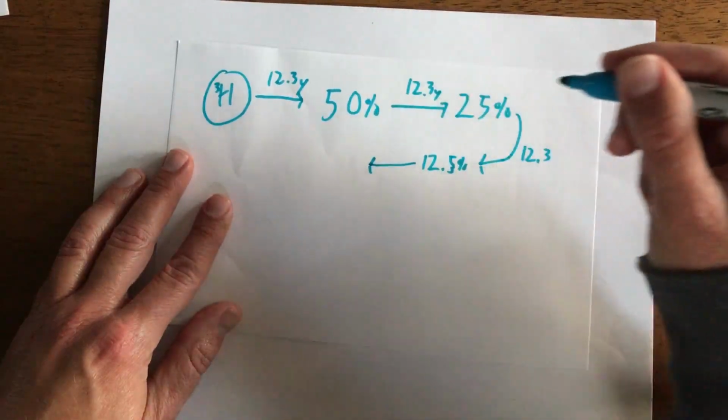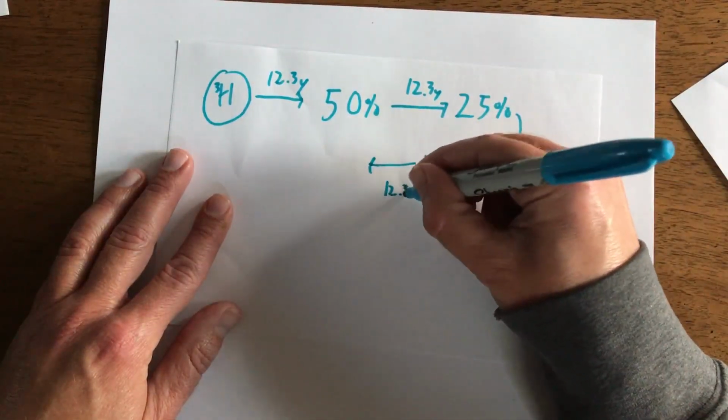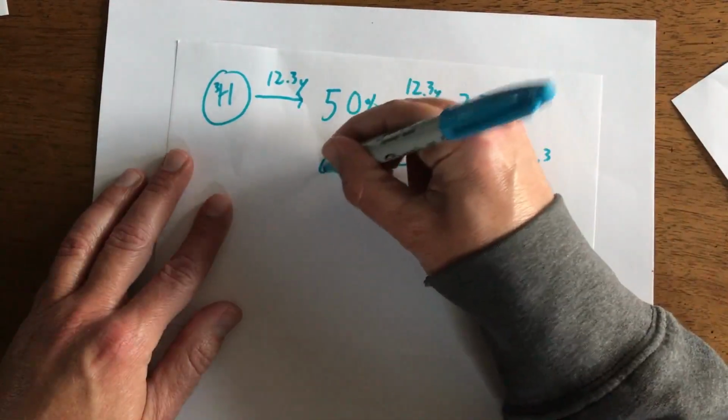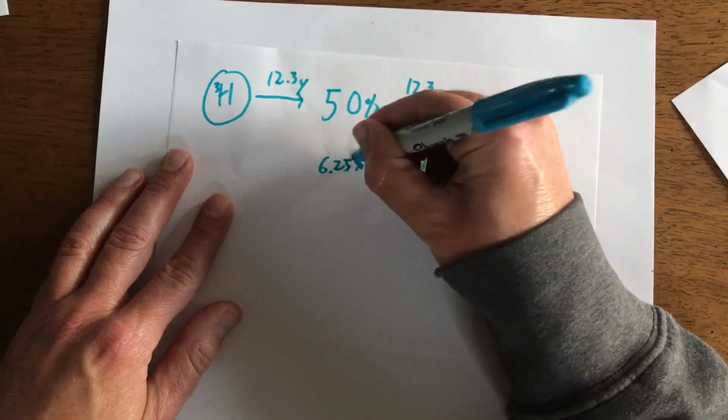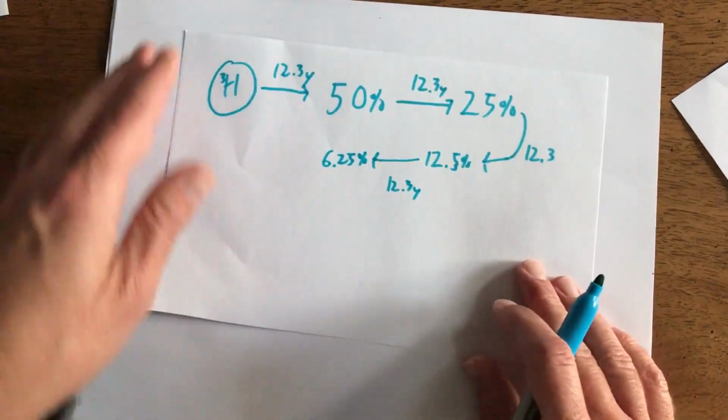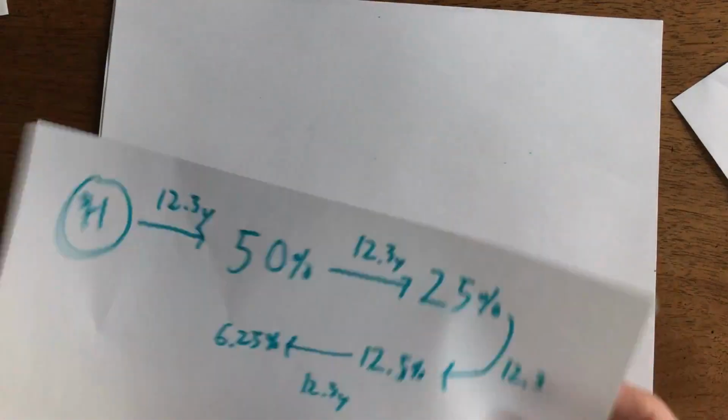I'll just do one more example. After another 12.3 years, we'd be down to 6.25% of our original sample left over. So that's another way to look at half-life decay there.